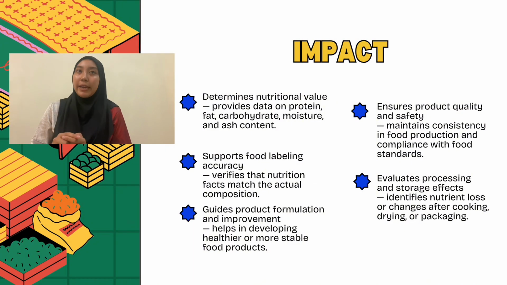Next, I will explain the impact of proximate analysis. It helps determine the nutritional value by identifying key nutrients like protein, fat, carbohydrate, fiber, moisture, and ash. It also ensures quality control, keeping food composition consistent and up to standard during production. Besides that, it evaluates processing effects, showing how drying, heating, or storage can change nutrient levels. And lastly, it supports product development by helping create new food products with specific nutrition content.